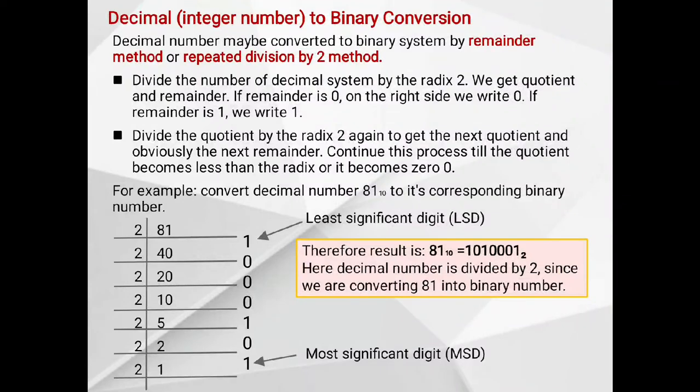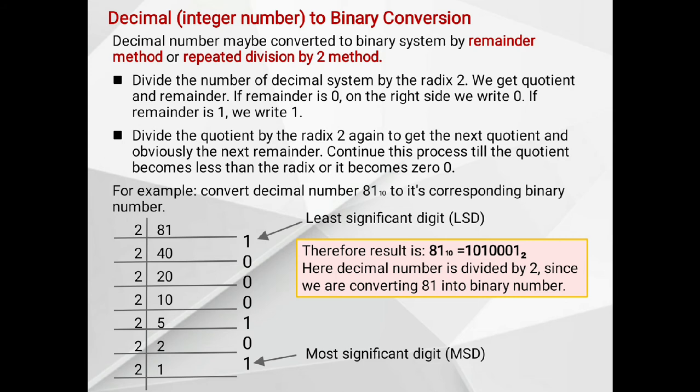Now in the first case, decimal integer number to binary conversion. Decimal numbers can be converted to the binary system by the remainder method or the repeated division by 2 method. In the repeated division by 2 method, you divide the decimal number. In this particular example I've given 81. 81 is an integer number, which is a decimal number. You divide that by the radix or base 2.